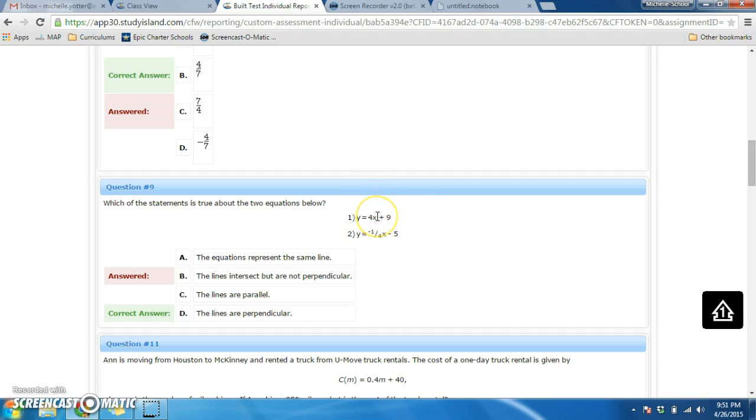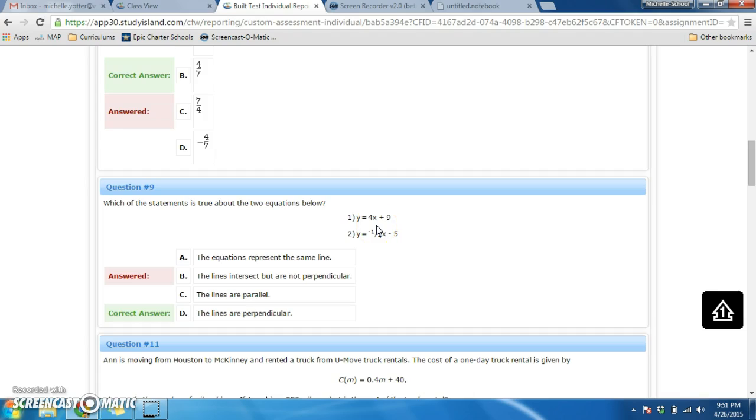Remember, if lines are parallel, they have the same exact slope. So if these were parallel, the slope would be 4 and 4, or negative 1 over 4, negative 1 over 4. Okay, they would have the same slope.